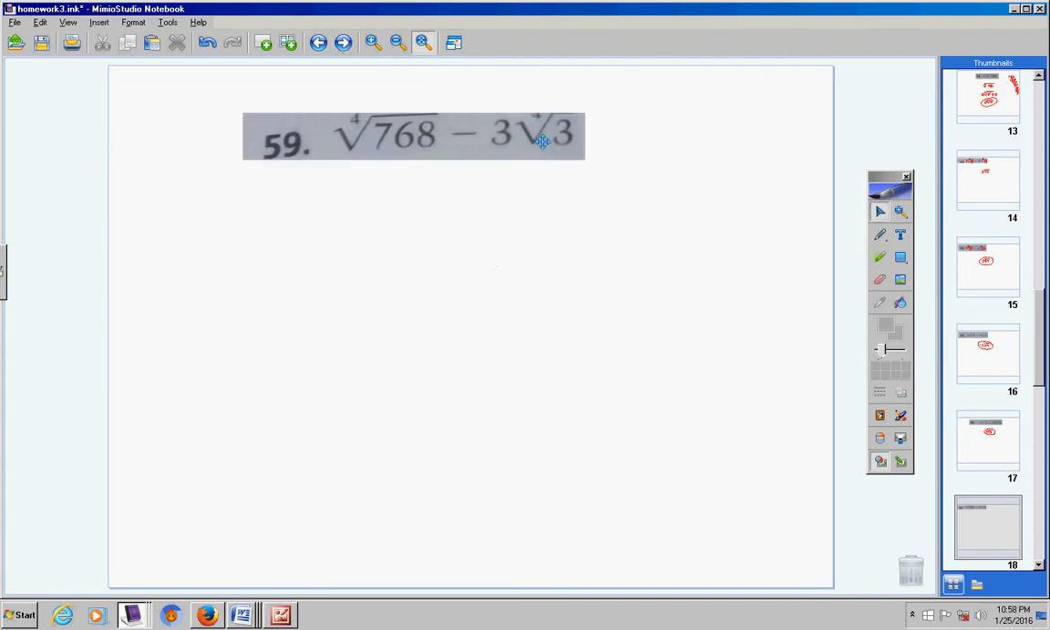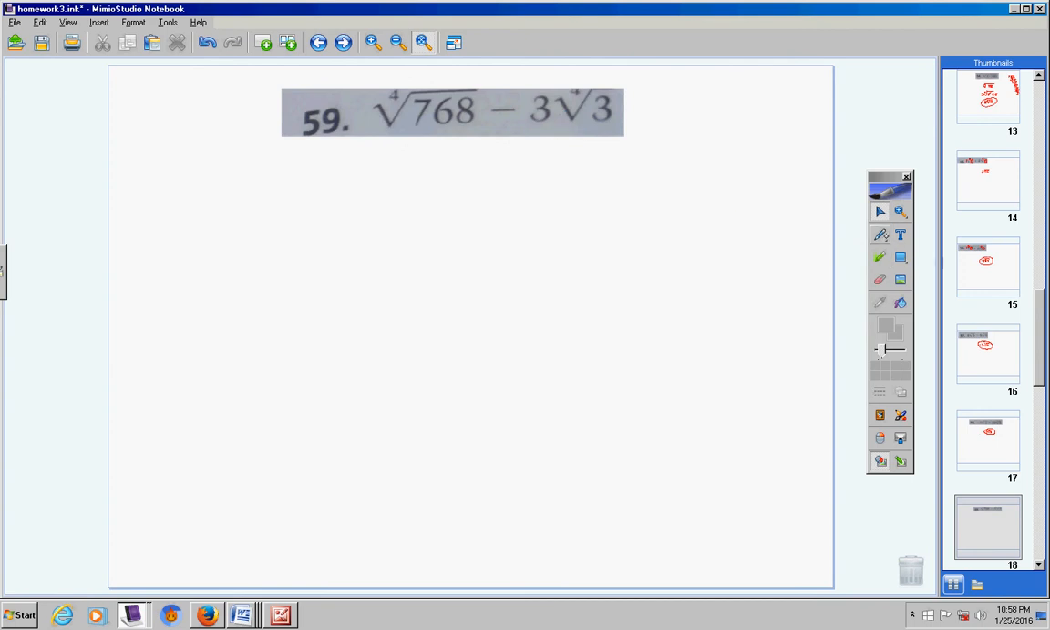Alright, moving on to 59. Now here, we're subtracting 2 radicals. We do have common indexes, but we do not have common radicands. So let's simplify this one and see what we can do, okay? 768, 2 goes into it 384 times. 2 goes into this 192. 2 goes into this 96 times. 2 goes into this 48 times. 2 goes into this 24. 2 goes into this 12 times. 2 goes into 12 6 times. And then 2 and then 3.